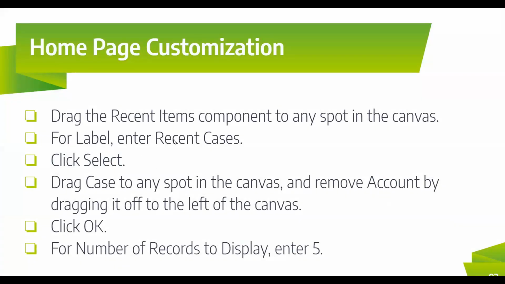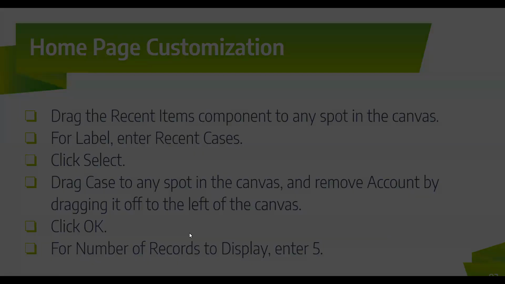Drag the recent items component to any spot in the canvas. Then for label, you're going to enter recent items. Similarly, you're going to drag the cases component to any spot in the canvas, remove accounts by dragging it off to the left of the canvas, and click OK. For number of records, you're going to display 5.